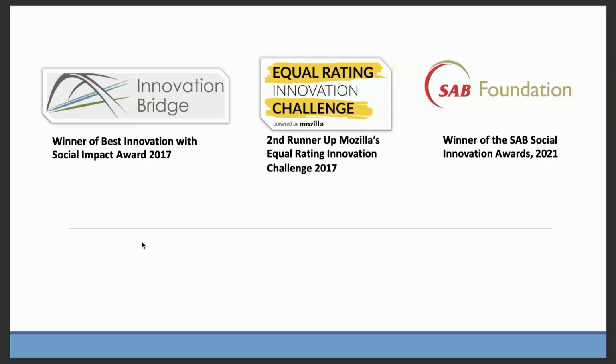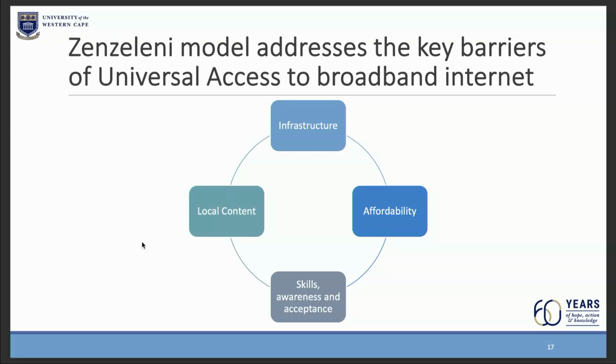Zenzeleni has received several awards for what it tries to do, and these are just some examples of the awards that have been given to us over the years. So the model addresses, if you look at the ICT white paper of 2016, under the section on universal service and access, it talks of the pillars of universal access, and the model tries to address all of those pillars to realize universal access, which is beyond just infrastructure, but affordability, content, skills, awareness, acceptance. Earlier definitions of universal access, we've only had one set of definitions in the country, by the way, even though the Act provides for definitions, and that was in 2010.